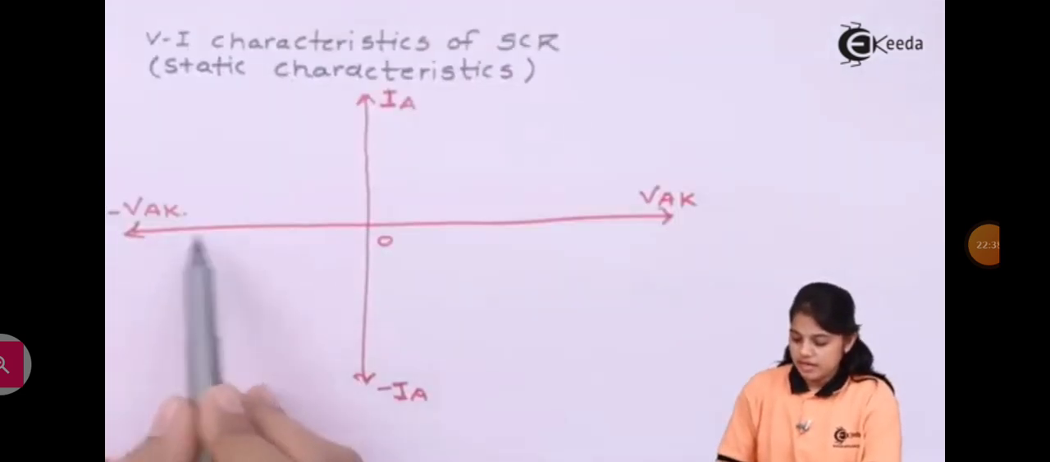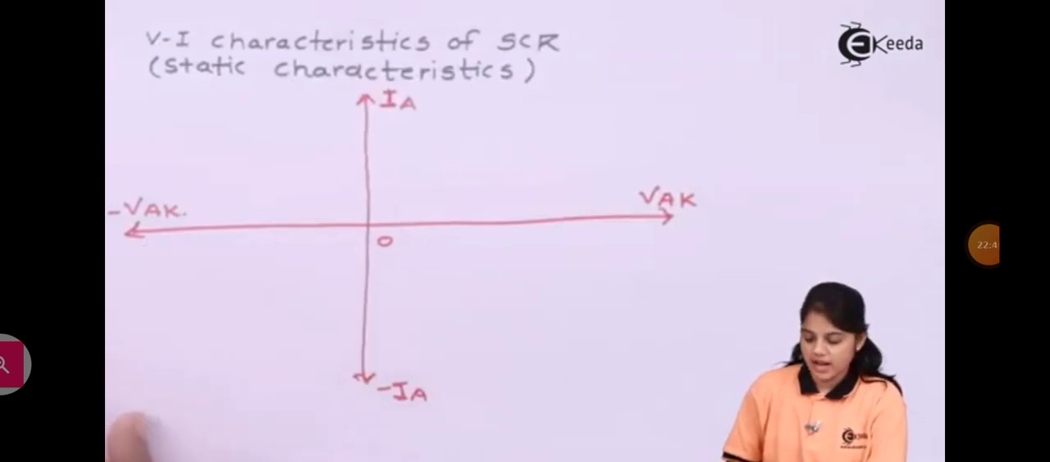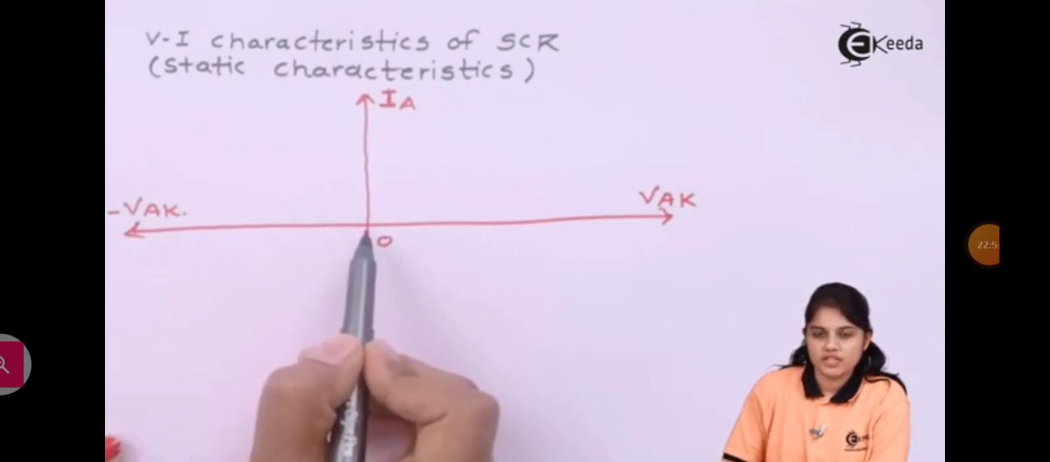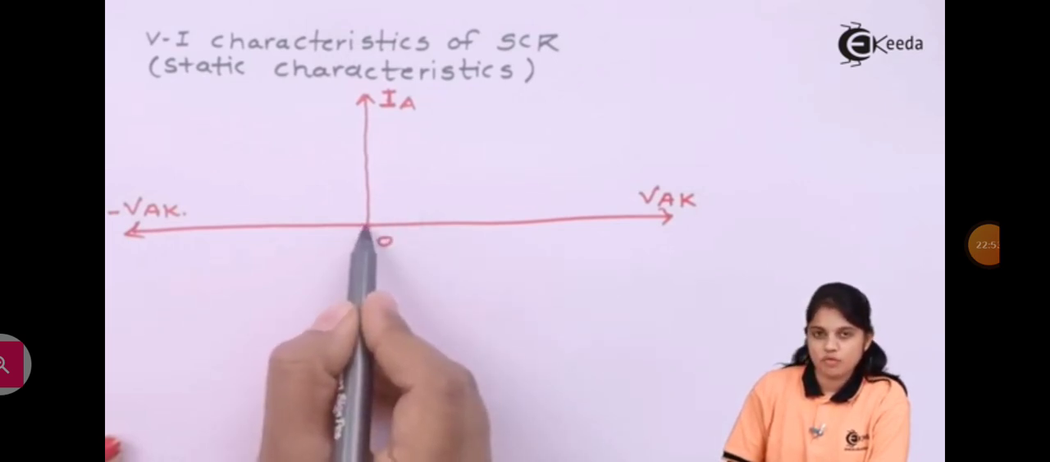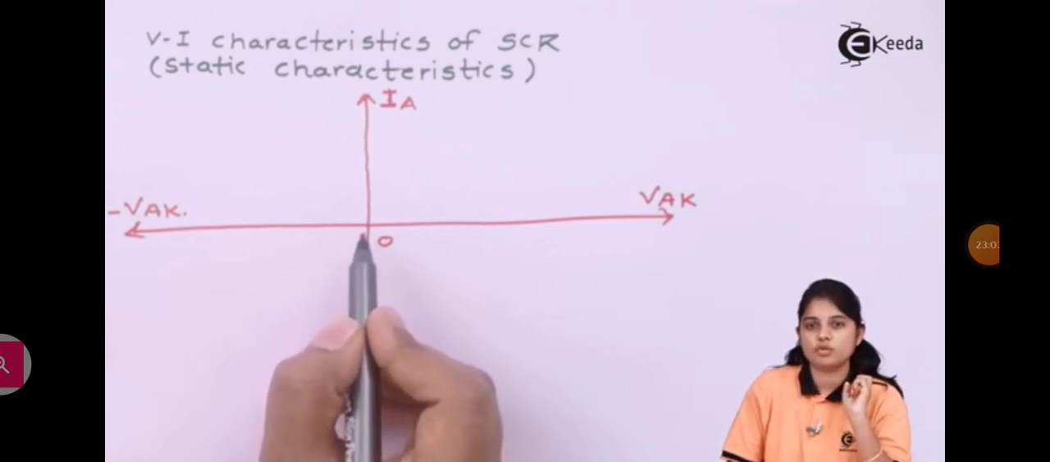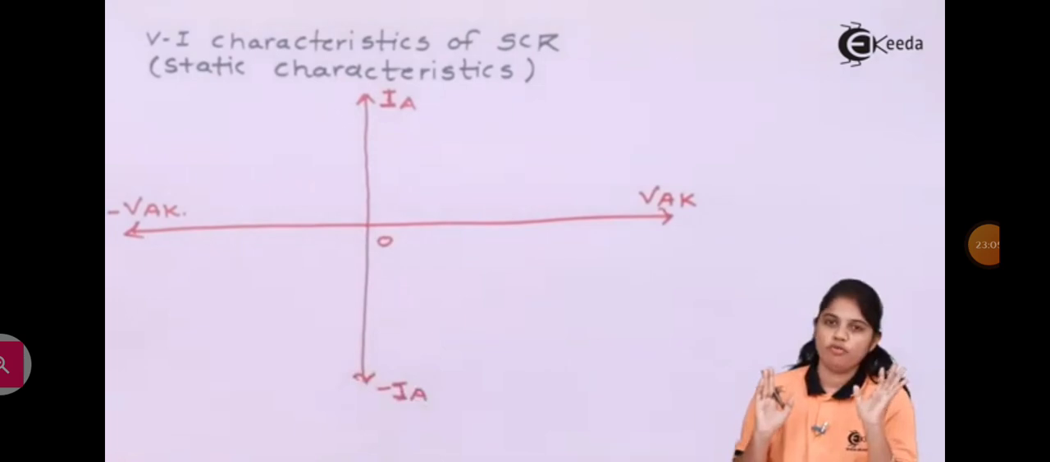Now this is my reverse characteristic side. I am in the third quadrant where I am looking at reverse voltage and current characteristics, correct? Now a minimum voltage is applied. So at a minimum voltage there will be no flow of current because junctions J1 and J3 will be reverse biased and J2 will be forward biased. So due to the reverse biasing of two junctions, there will be no flow of current.